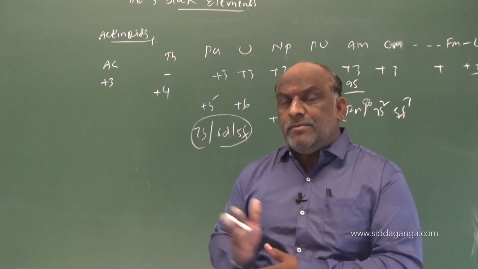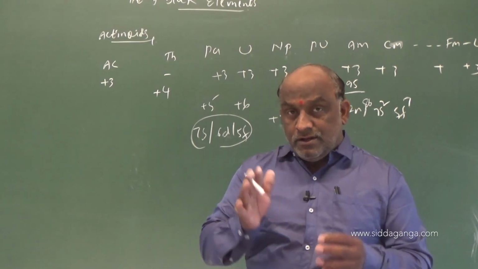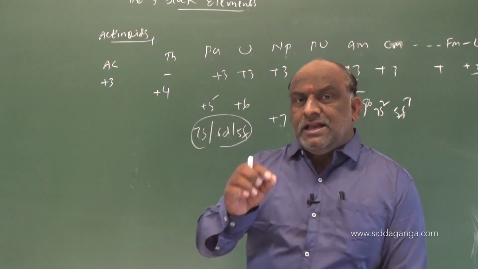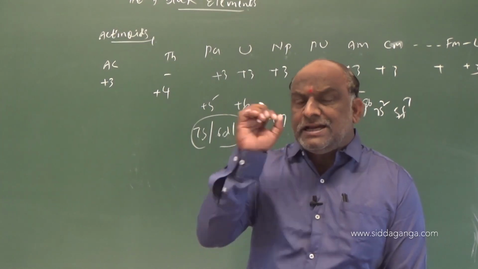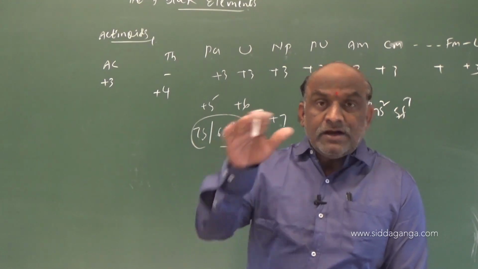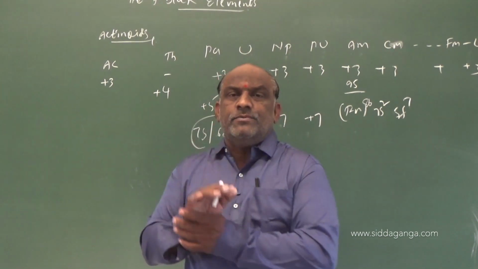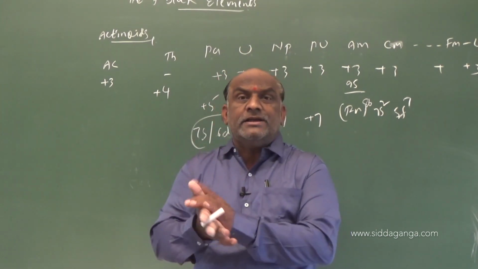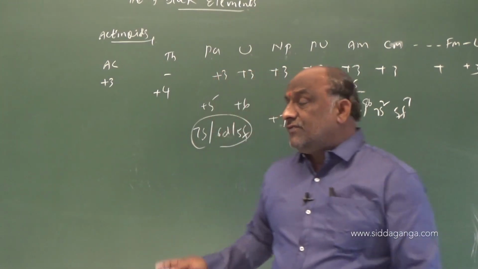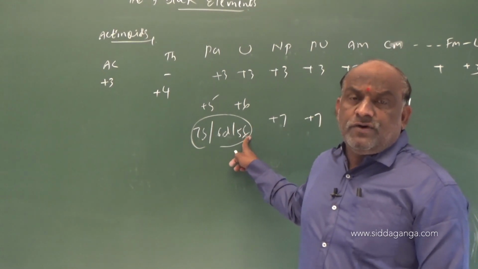Here, from element to element, the actinide contraction effect will be more. In lanthanides, from element to element the size decreases considerably, but here we cannot say it is significant. Significant means the size gradually decreases from left to right. But here, element to element actinide contraction is more, due to the poor screening of 5f orbitals.